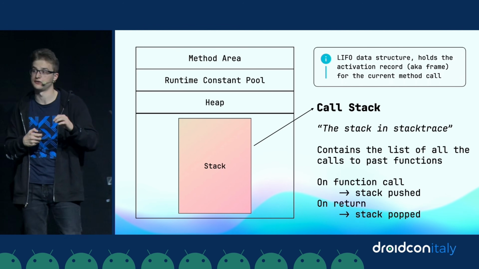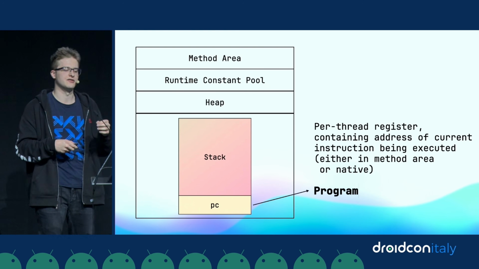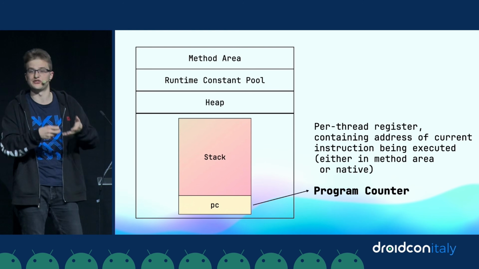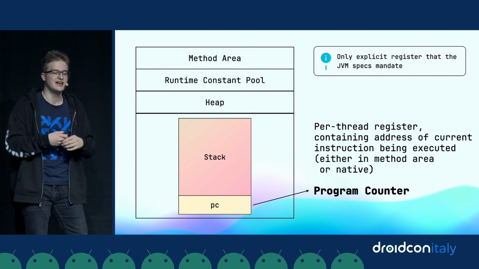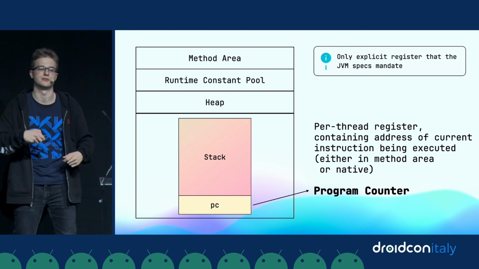And actually, to keep track of execution, you use the program counter, which is a register that you have inside the JVM. It's the only register that's in the JVM, actually. And it points to the method area, to the currently executing method.